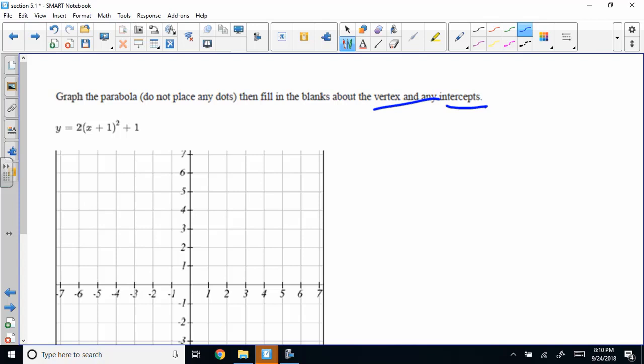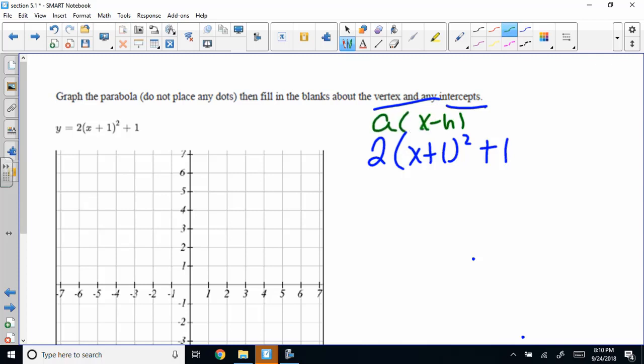So, guys, it's 2(x plus 1) squared plus 1. So, guys, it's a(x minus h) squared plus k, right? So, if we're going to graph this, it's h comma what? H comma k. So, what's my h? How do I get a positive one? It has to be a what? Thank you. K is exactly what's there. Right? How we doing? So, negative 1, 1.